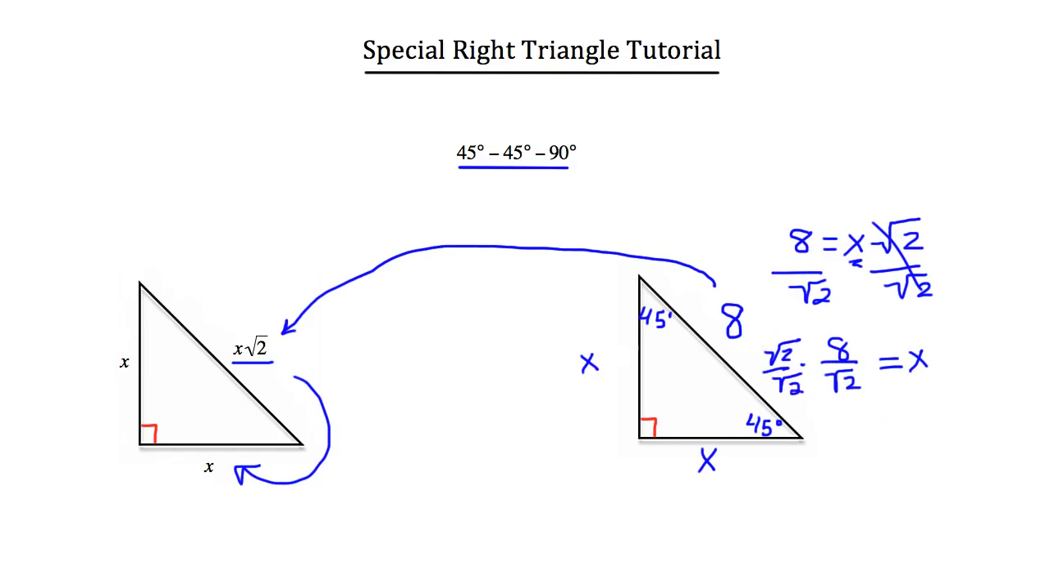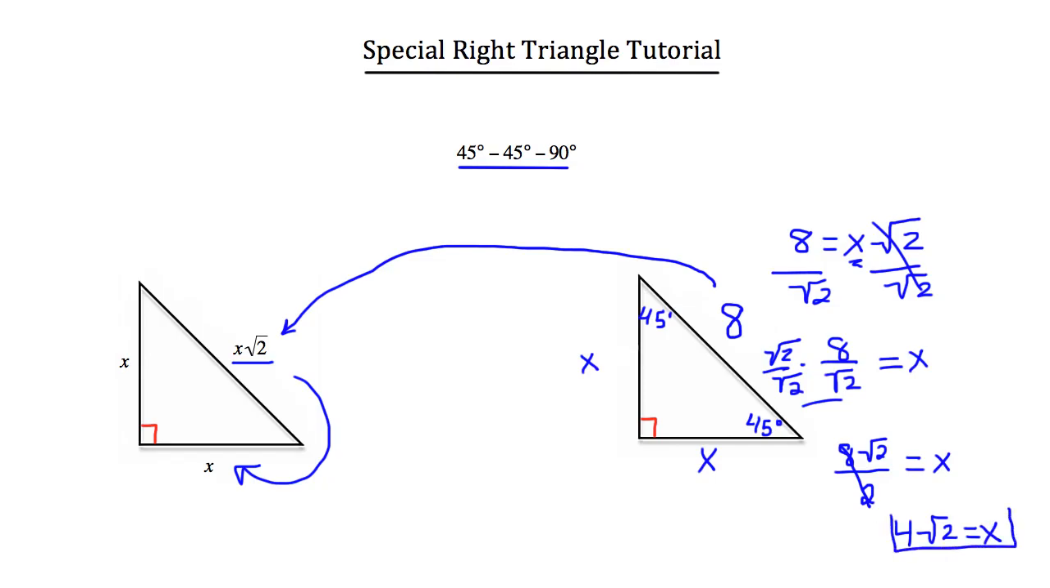And what you'll get is 8 times root 2 on top, so 8 root 2. And on the bottom, you'll have root 2 times root 2. Root 2 times root 2 is root 4, and the square root of 4 is 2, which is equal to x. Now you can reduce 8 over 2 to 4 over 1, or just 4. And you'll get 4 root 2 is equal to x.